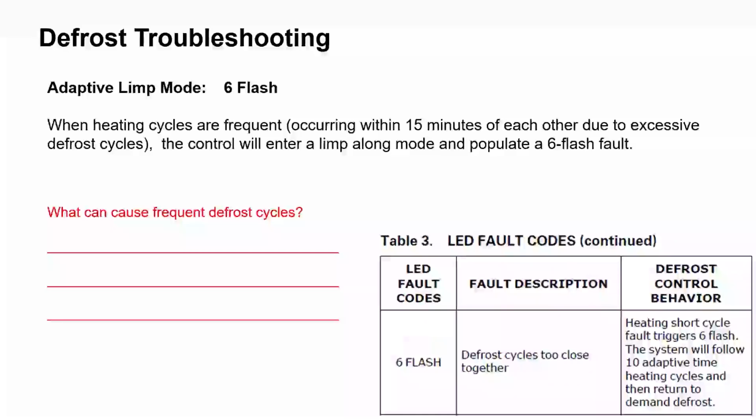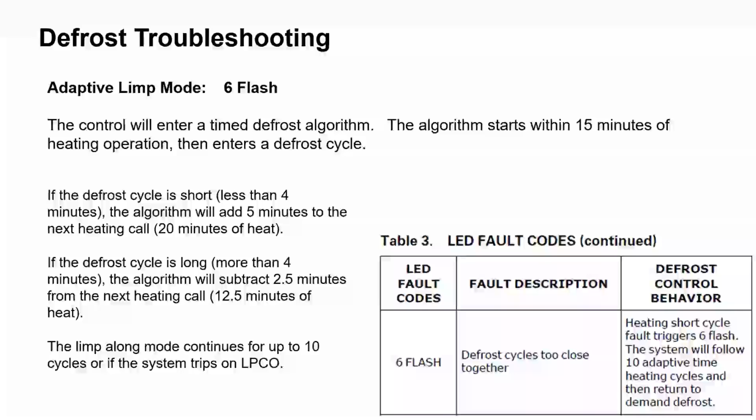So this unit is watching its defrost timings. If our defrosts start occurring within 15 minutes or less of each other, we consider that excessive defrost cycles, and it goes into a timed defrost, and there's a lot behind that. But we've got something going on. I've seen restricted circuits where the coil temp sensor was freezing up too quickly. I've seen bad TXVs cause this. I've seen low refrigerant cause this. So there are some things that can cause 6 flash fault codes. But either way, with the 6 flash, it goes into a timed defrost.